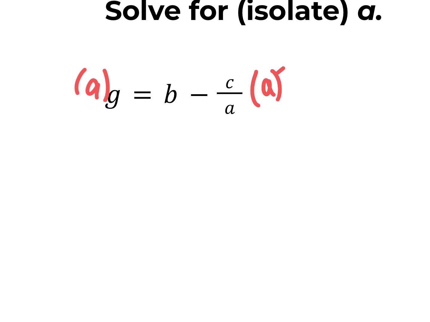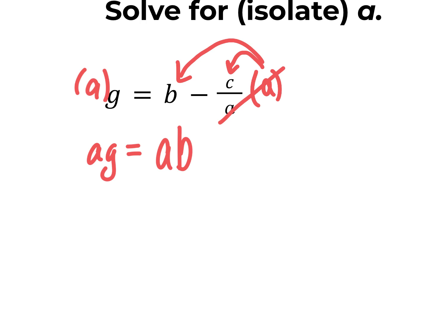So what that's going to do is get rid of this. Now, on the left side, a times g, we just get ag or ga, either one. Now, we have to remember that we're multiplying this a over here, not just with our fraction, but with our b. So we're going to get ab minus c. So we have ag equals ab minus c.